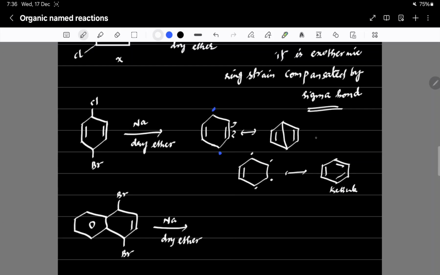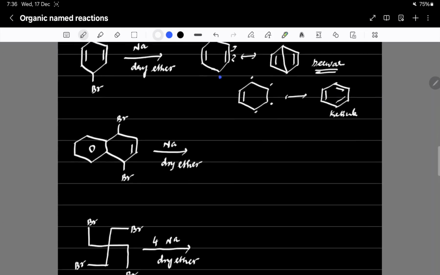So this is the Dewar product. This Dewar product is highly unstable only. Similarly, look at this compound and its reaction with the Wurtz reaction. So look at this, we will get the product. Now this will be a radical, this will be a radical. Again undergoing resonance, we will get the product like this. So we will get naphthalene as the product, right?